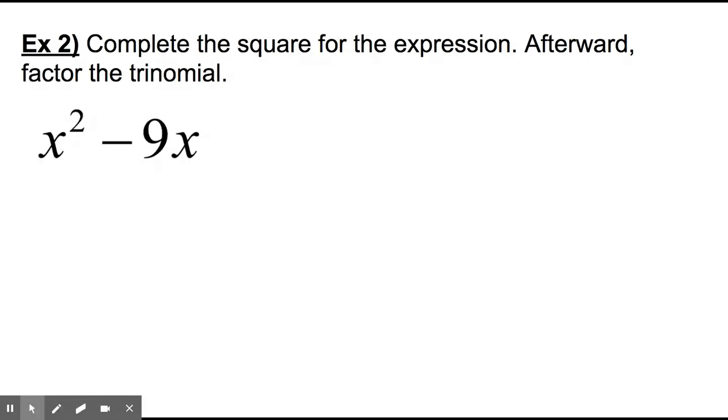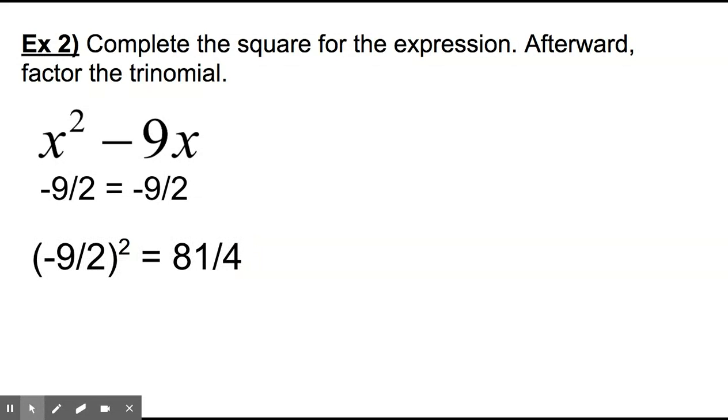Go ahead and complete the square for this expression, and then afterwards factor your trinomial. So again, if we take -9 and we cut it in half, we get -9/2. And then I'm not going to make this a decimal. I went ahead and left it as a fraction. And so if we take -9/2 and we square it, -9 squared is 81. 2 squared is 4. So it becomes 81/4.